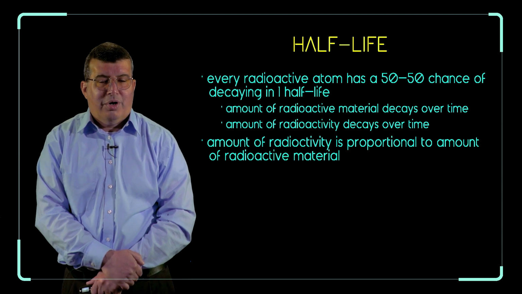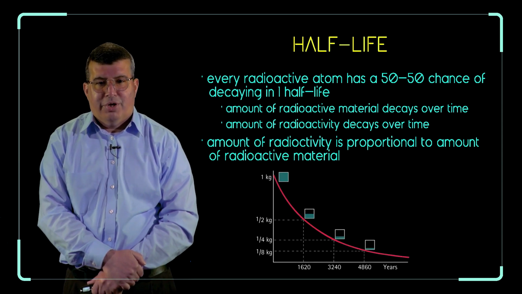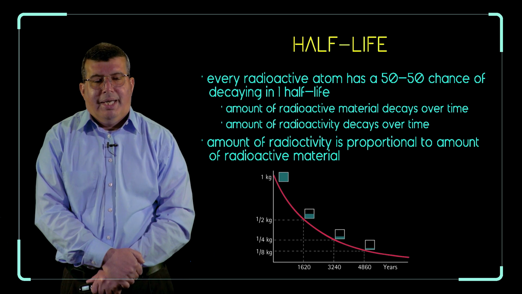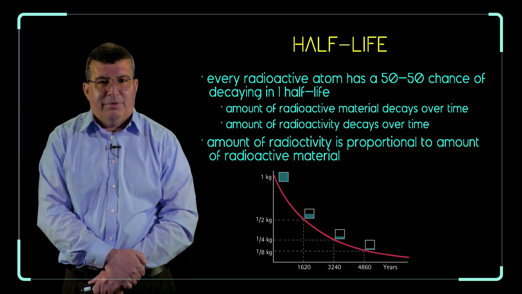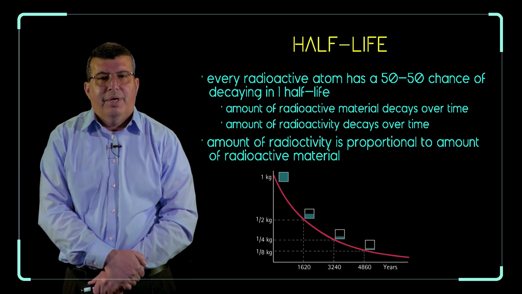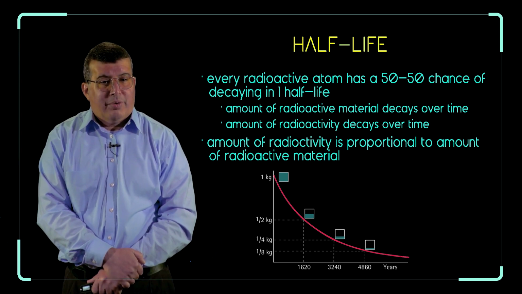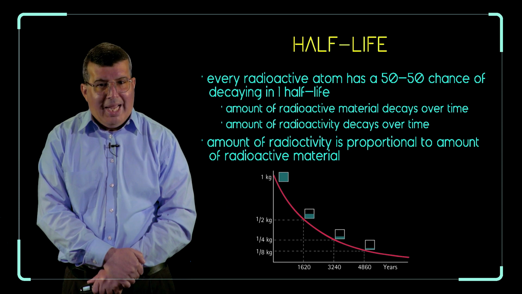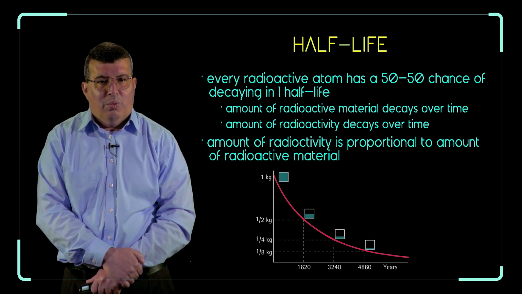So if we start off with 1 kilogram of some radioactive material, and let's say that that radioactive material has a half-life of 1,620 years, so we start off with 1 kilogram. After one half-life, so after 1,620 years, half of that material has decayed.